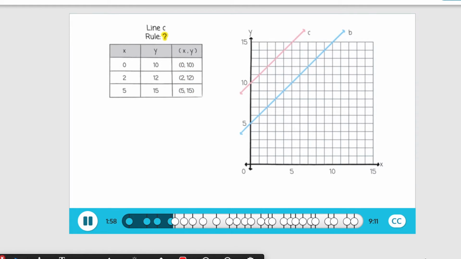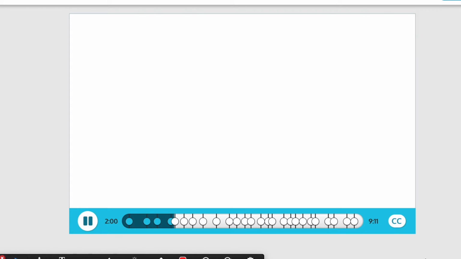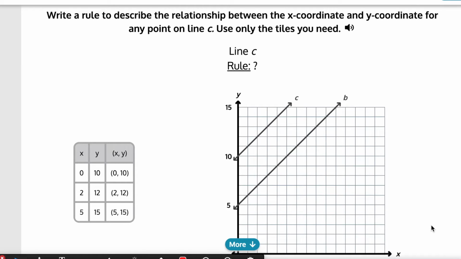What is the rule for line C? All right, guys, pause the video, turn and talk to a partner. What do you think the rule for line C is? Again, a hint would be look at the relationship between x and y and see if you notice a pattern. Pause the video to turn and talk to a partner.